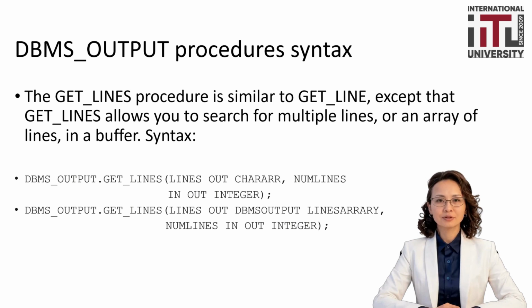The GET_LINES procedure retrieves multiple lines from a buffer, unlike GET_LINE. It uses the syntax DBMS_OUTPUT.GET_LINES(lines OUT CHARARR, numlines IN OUT INTEGER), or DBMS_OUTPUT.GET_LINES(lines OUT DBMSOUTPUT_LINESARRAY, numlines IN OUT INTEGER).